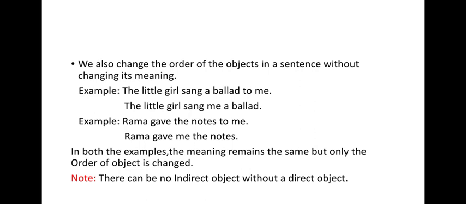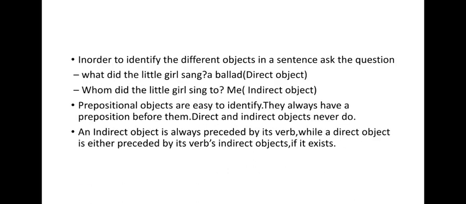Rama gave me the notes. Now here, the notes is the direct object, right? So ahead of the direct object, there is an indirect object. So these are the ways to find a direct and indirect object. Direct object will always be preceded by the indirect object, whereas indirect object will always be preceded by a verb. Right after the verb, the indirect object will appear, and right after the indirect object, there would be your direct object. Whereas in a prepositional object, there will always be a preposition before the object.